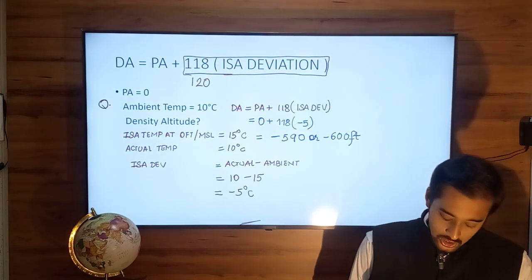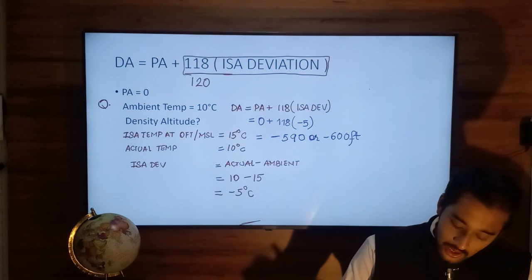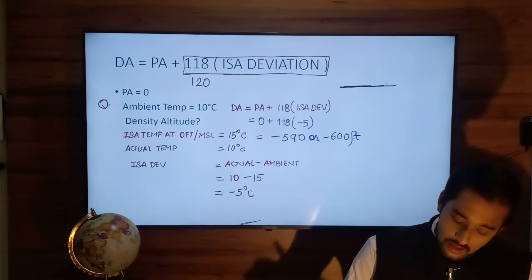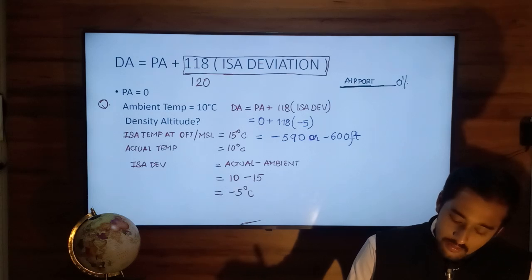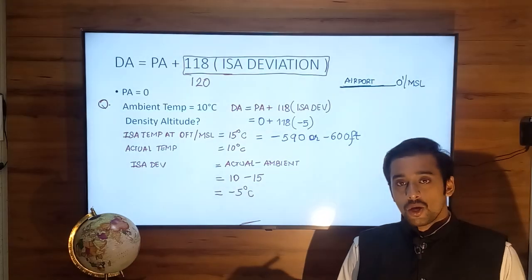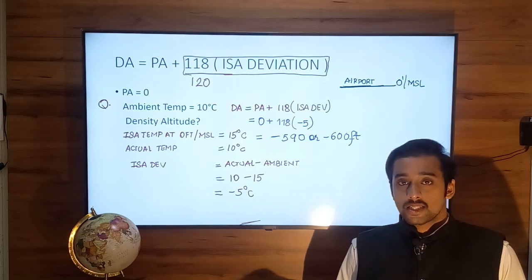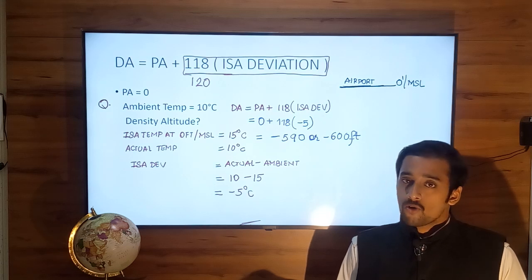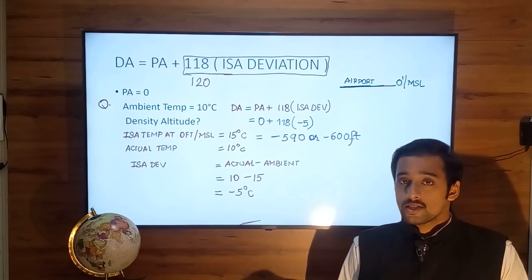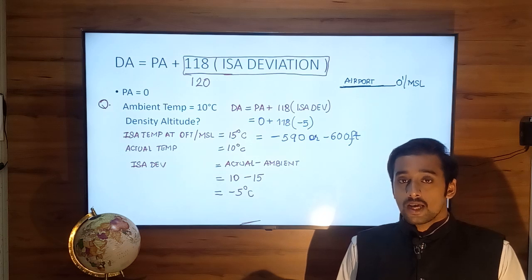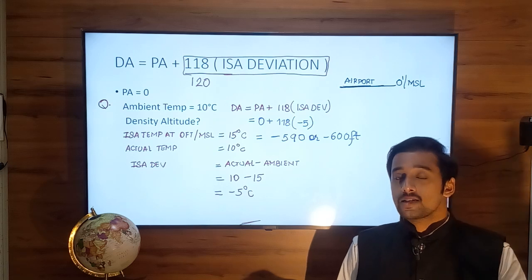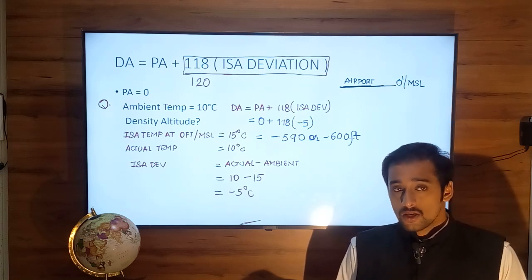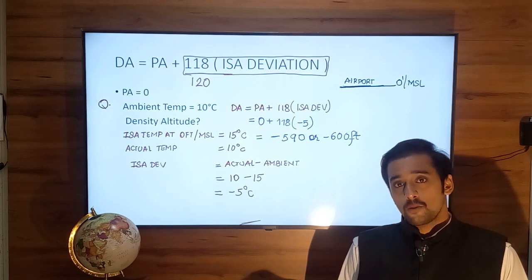This means what? If I have to draw a diagram, here is your airport at 0 feet or mean sea level. So your aircraft is at mean sea level. Now let's find out the performance your aircraft will produce. Will it produce a performance that you should get at mean sea level, or at any altitude above mean sea level, or a performance you are supposed to get when you go below mean sea level?